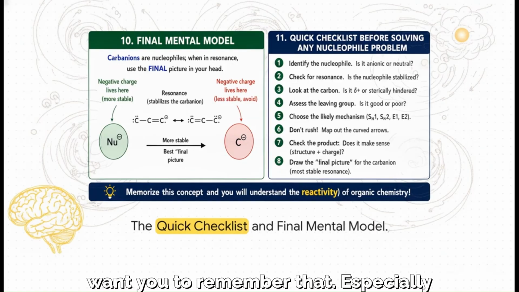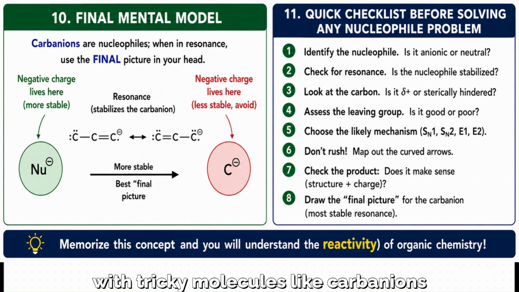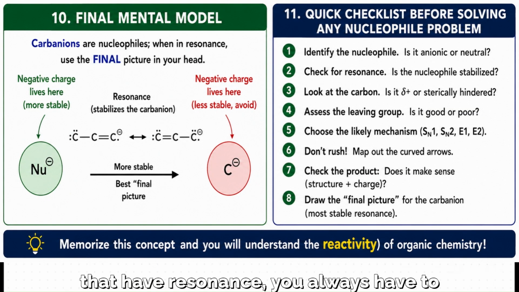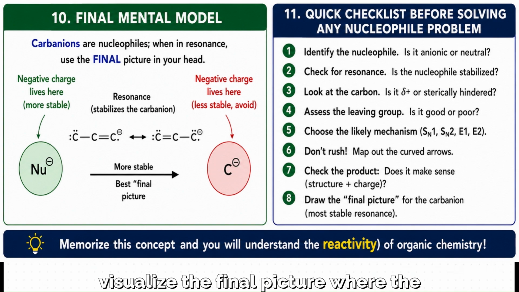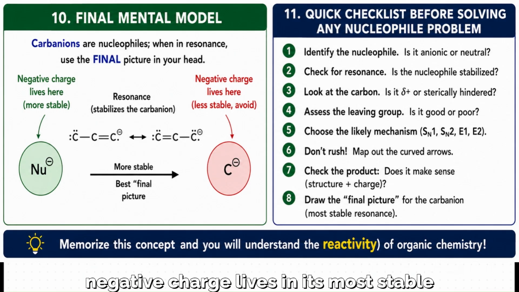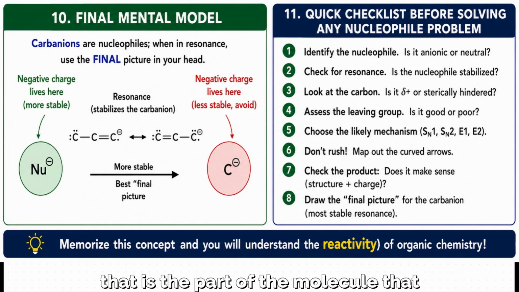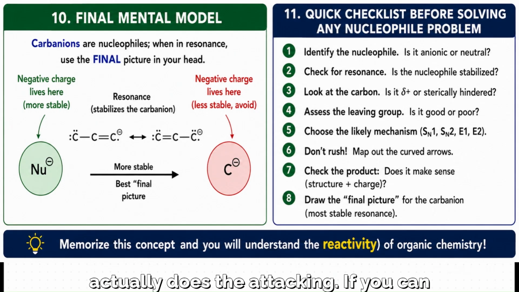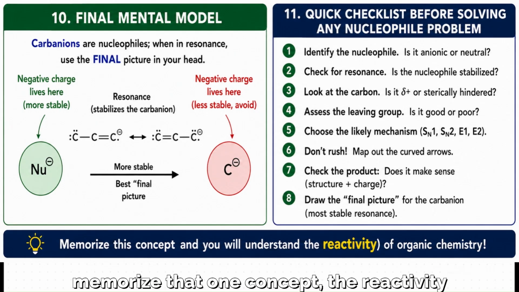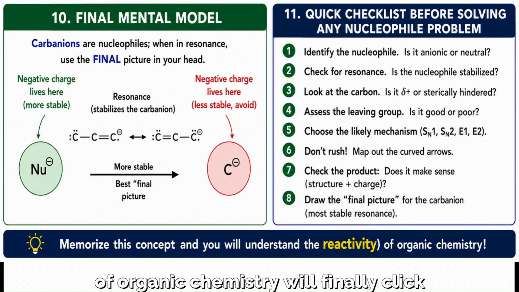Bringing this all together, I want you to remember that, especially with tricky molecules like carbanions that have resonance, you always have to visualize the final picture where the negative charge lives in its most stable location. Because that most stable state, that is the part of the molecule that actually does the attacking. If you can memorize that one concept, the reactivity of organic chemistry will finally click into place.